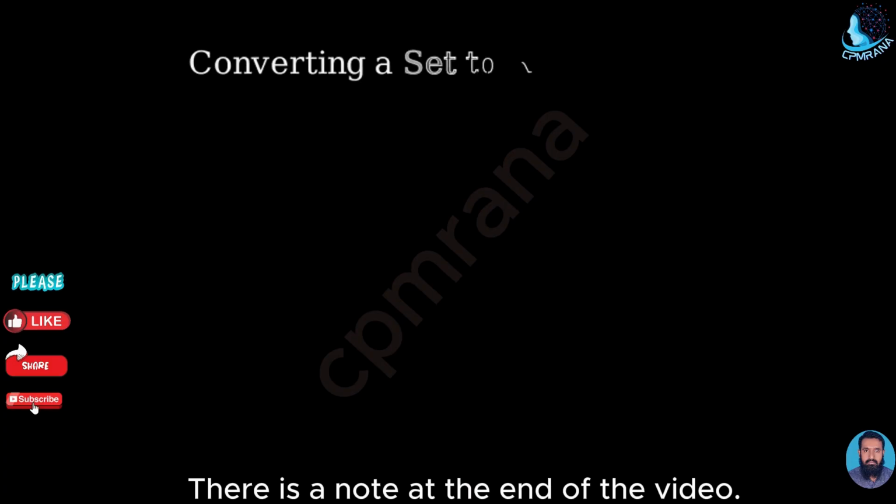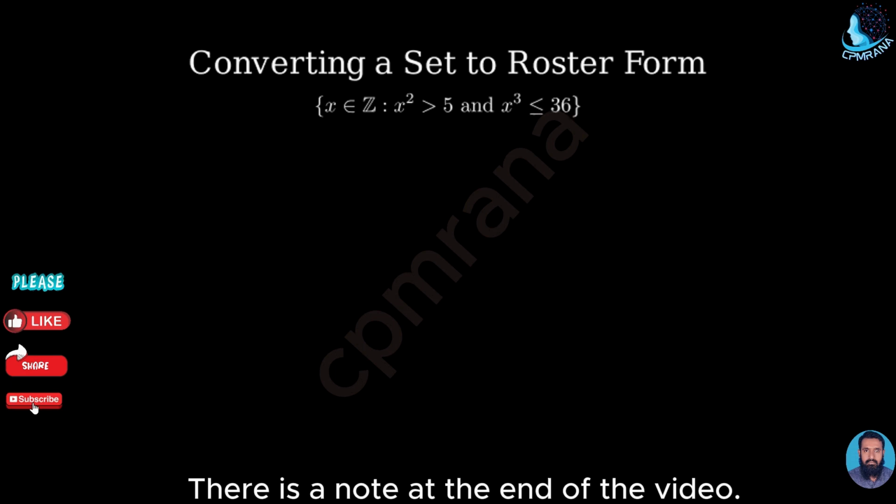Let's solve this step by step to express the given set in roster form. We're looking at the set of all integers x where x squared is greater than 5 and x cubed is less than or equal to 36. Let's break this into two conditions and create a table to check different integer values.